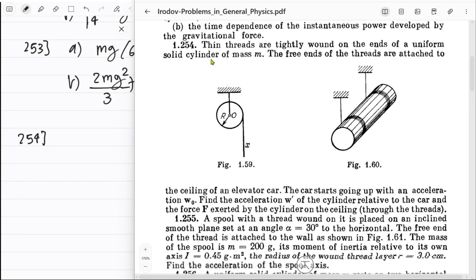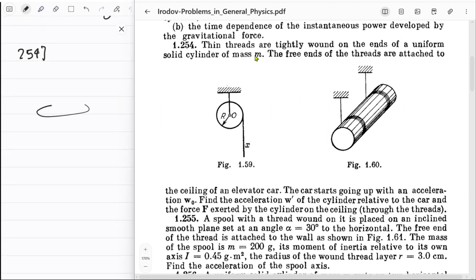54. Thin threads are tightly bound on the ends of a uniform solid cylinder. So you've got a solid cylinder, and thin threads are tightly bound on the ends. The free ends of the thread are attached to the ceiling, so something like this, right? The car starts going up with an acceleration. So it's the same case as before, but with upward acceleration w naught of the ceiling. With respect to the ceiling, this is experiencing an extra force m times w naught, right?